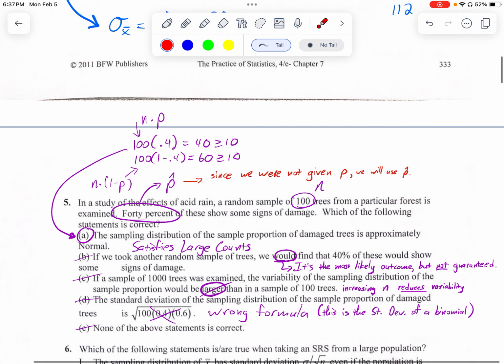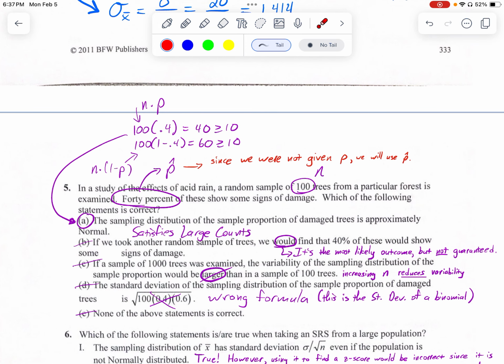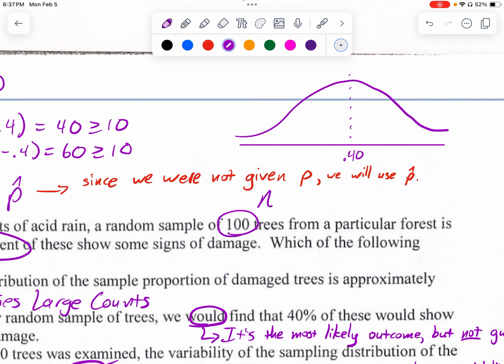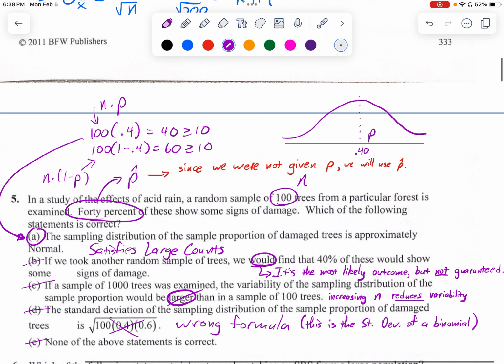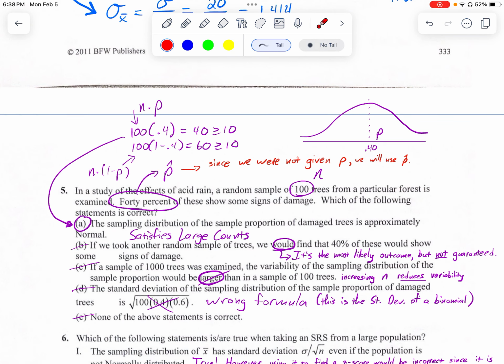So this is maybe a little bit of a stretch, but if we had the curve, where would this curve be centered? Well, our sample is suggesting the center of the curve is 0.40, and the center of the curve is P. And so I think it's fairly safe to use 0.40 for P. Also, another thing that I feel pretty comfortable about is that both of my successes and failures are far, far bigger than 10. It's not like they're close. 40 is way beyond 10.